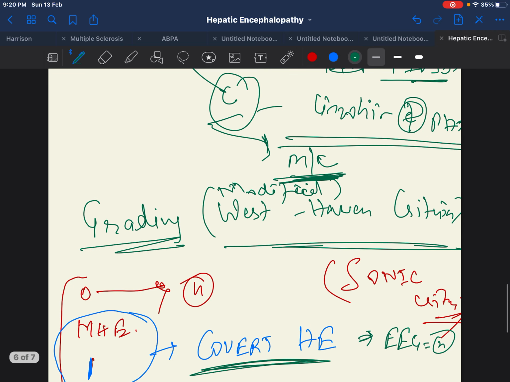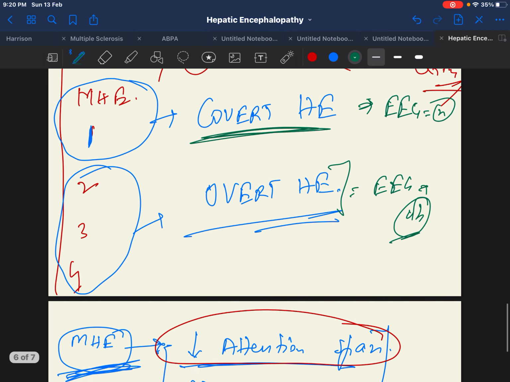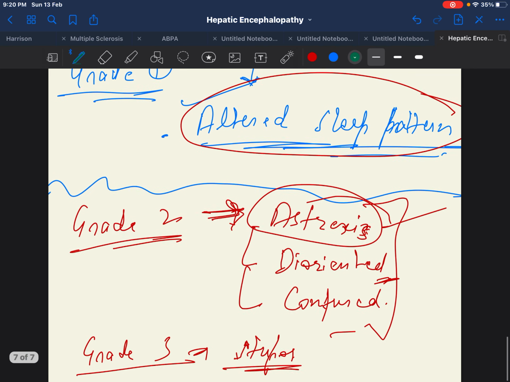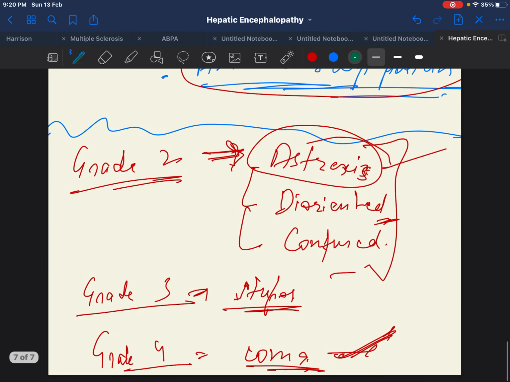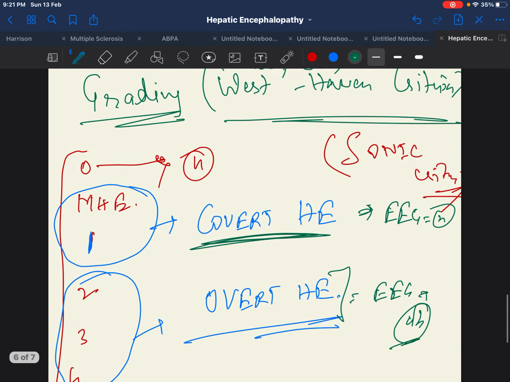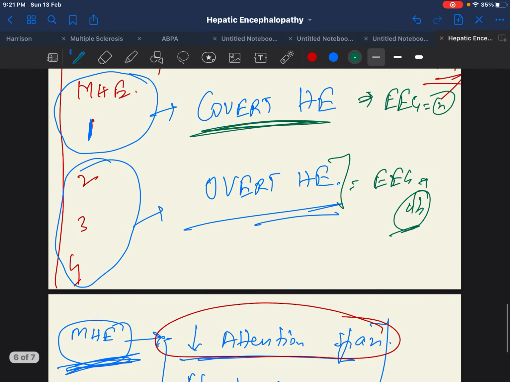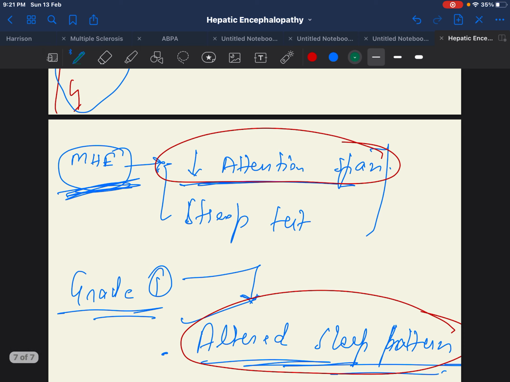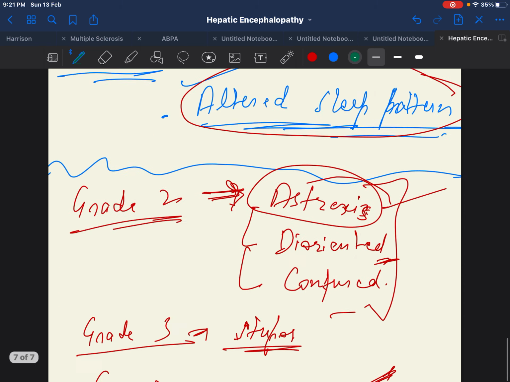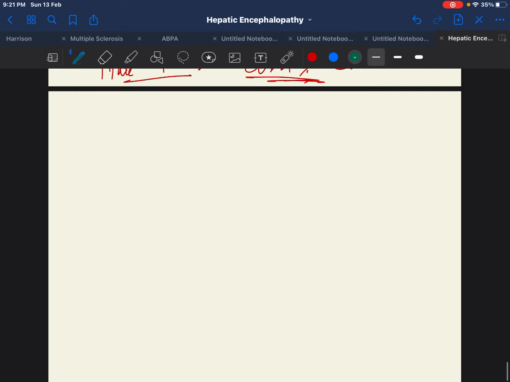Just one point: asterixis will be more prominent in grade 2, the patient will be disoriented in grade 2, altered sleep pattern occurs in grade 1, stupor occurs in grade 3, and attention span will be decreased in minimal hepatic encephalopathy. These are all the points we should keep in mind, and what is covert and what is overt. Let's finish this.